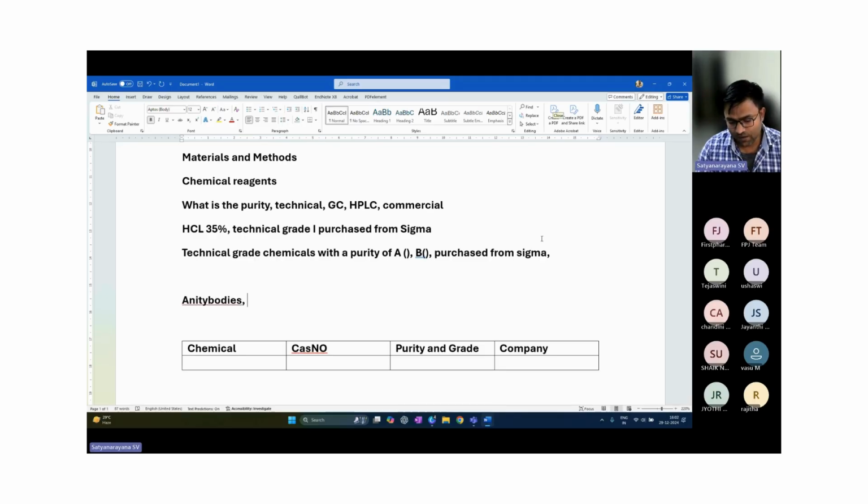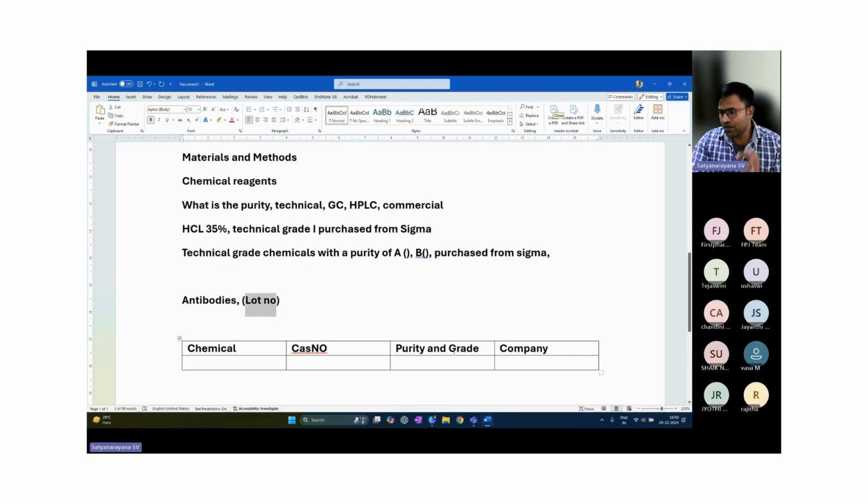In antibodies, they will ask for the lot number. This is so important. While doing the experiment, please consider everything. You need to take a capture. You need to capture the information that is present on the vial you are getting from the company. This is so important. Sometimes they will ask for the lot number.